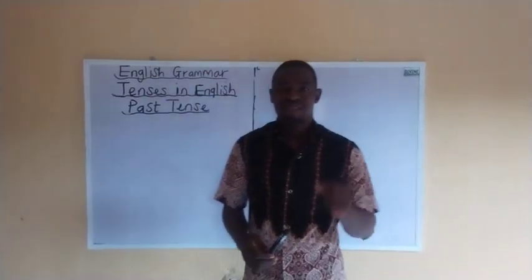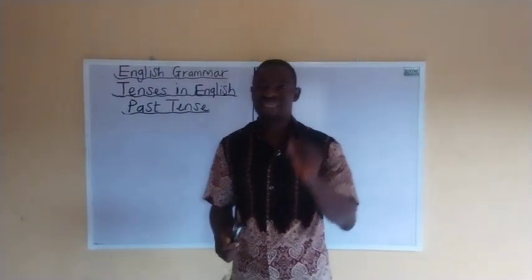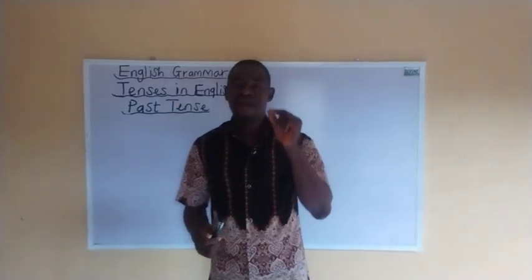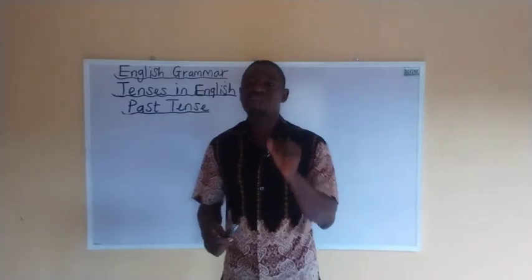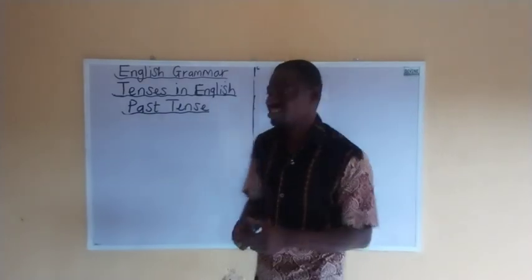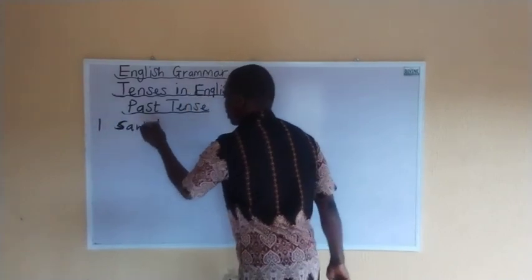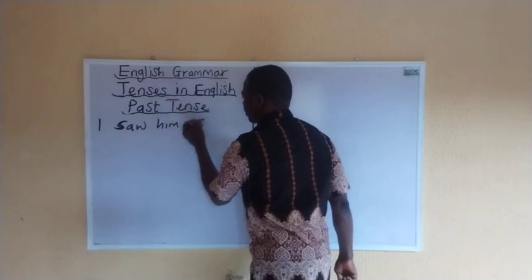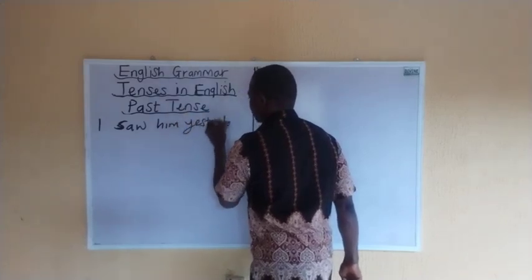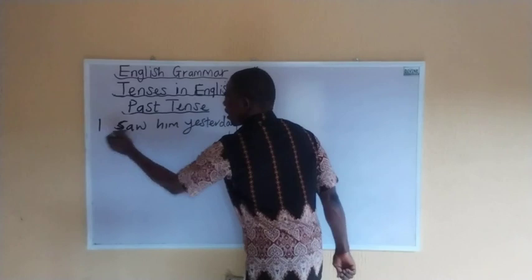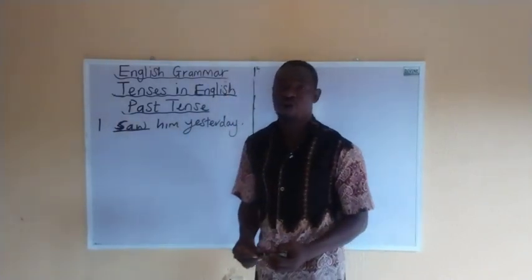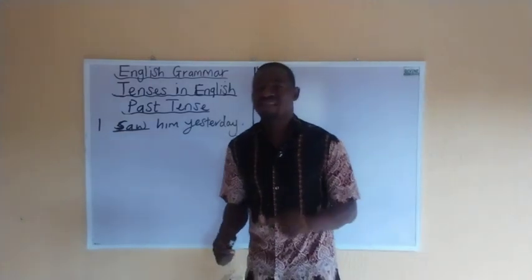Let's look at the past tense and its aspects. The past tense is used to show that an action occurred in the past. For example, I saw him yesterday. Saw here shows that the action occurred in the past.